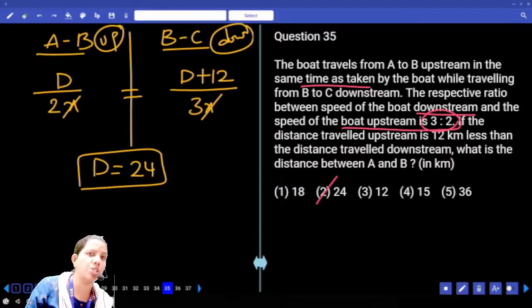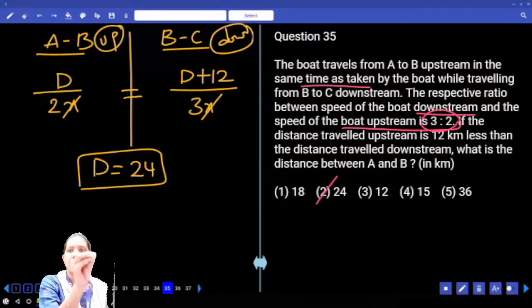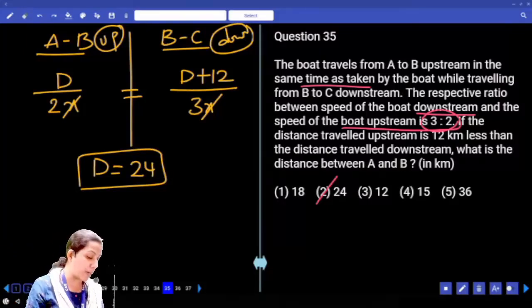Where did 2x, 3x come from? Directly they give downstream speed and upstream speed ratio. Directly 3:2 is the downstream speed and upstream speed ratios.